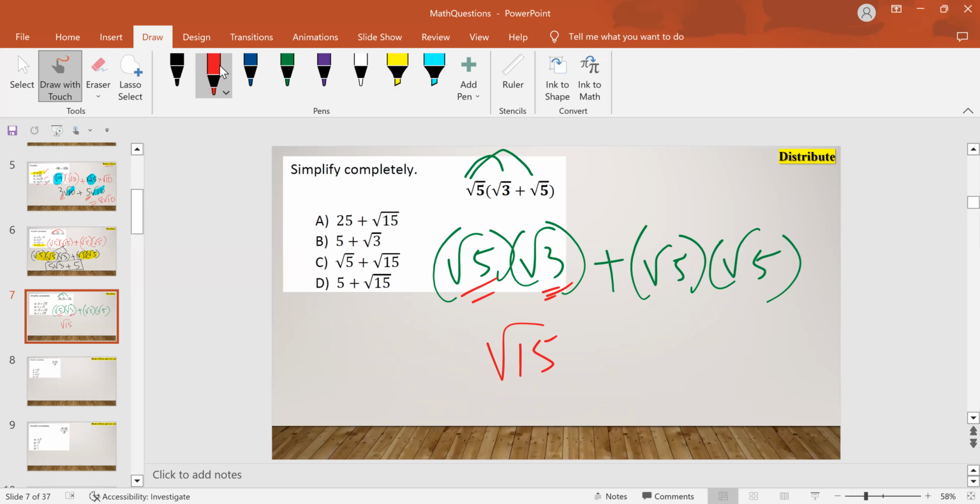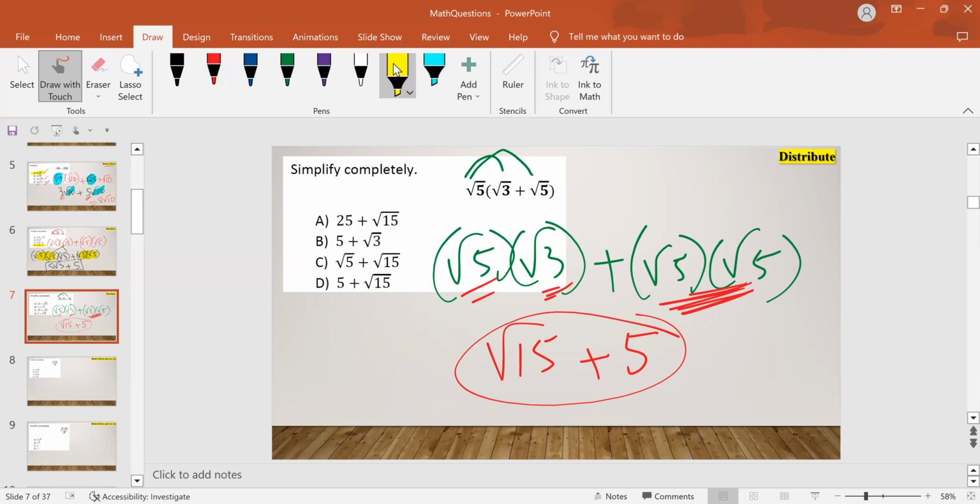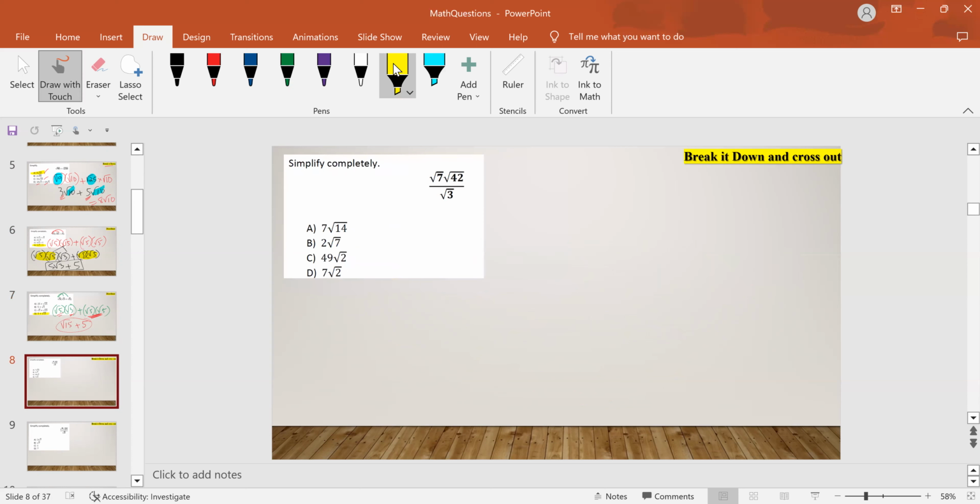I cannot simplify this because it's not a perfect square, and I cannot break it down as a perfect square multiplied by a number. But the other side will change to regular 5. Again, every time we see square root of 5 multiplied by square root of 5, that gives you regular 5. So we have here the best choice as D. 5 plus square root of 15 is same as a square root of 15 plus 5. We continue.